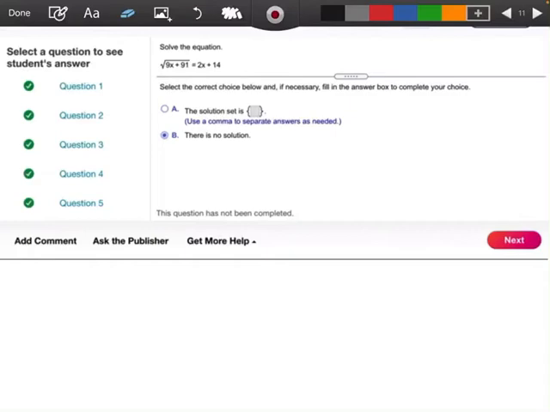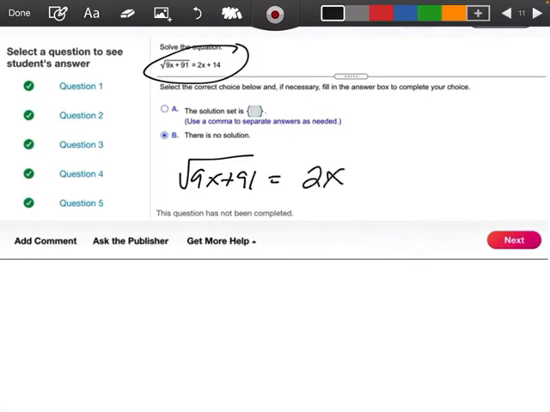All right, so guys, this is number 7 out of 2.6, and we're supposed to be solving this equation right here. So first step, we're going to do square root of 9x plus 91 equals 2x plus 14. Remember, we want to get rid of the square root, so we're going to go ahead and square both sides. So the square and the square root will cancel each other out.